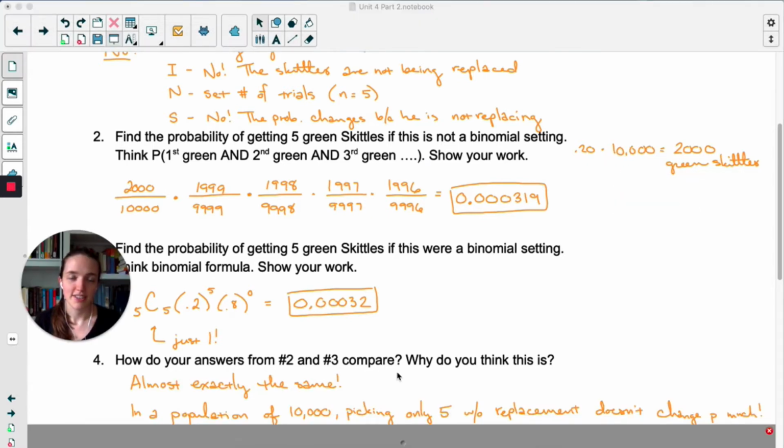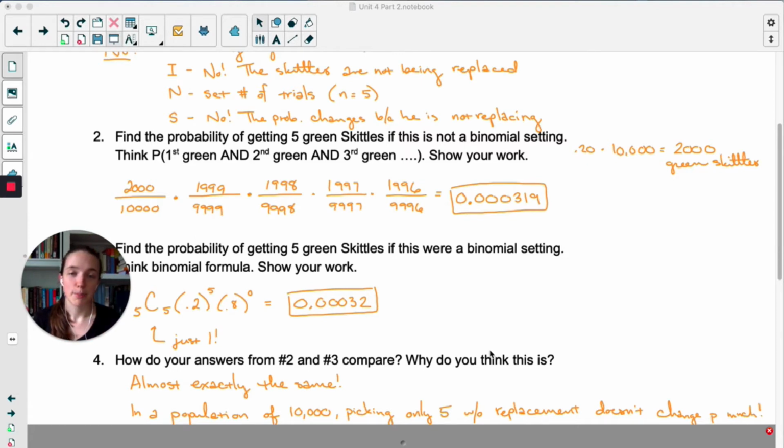So this has to do with the size of the population. We have a bin of 10,000 Skittles, which once again, just picture a bin of 10,000 Skittles for a moment. Imagine scooping out a handful from a bin of 10,000 Skittles. I want to see that. Selecting Skittles without replacement isn't changing the probability of a Skittle being green that much. And you can see that here. The probability of selecting a green Skittle went from 2,000 out of 10,000 to 1,999 out of 9,999. Not that different.